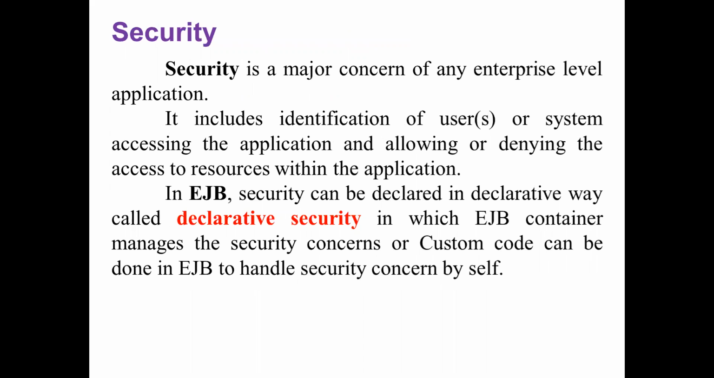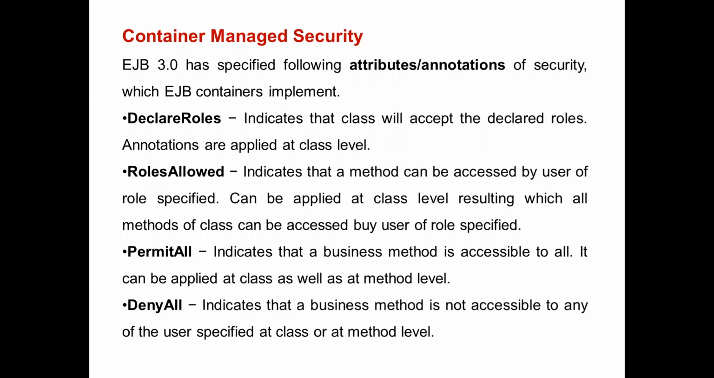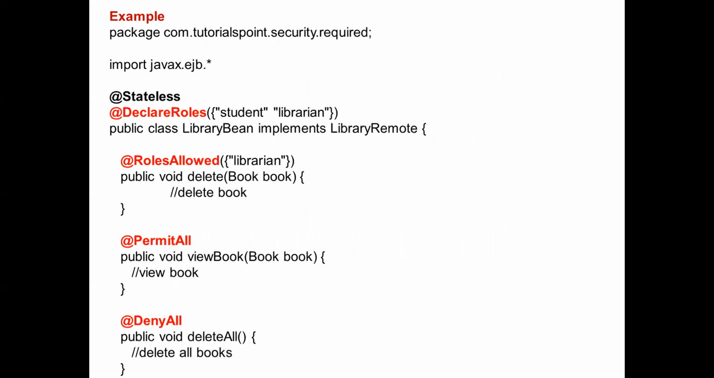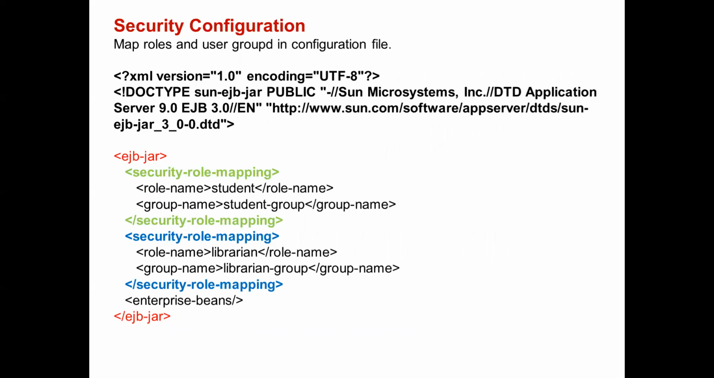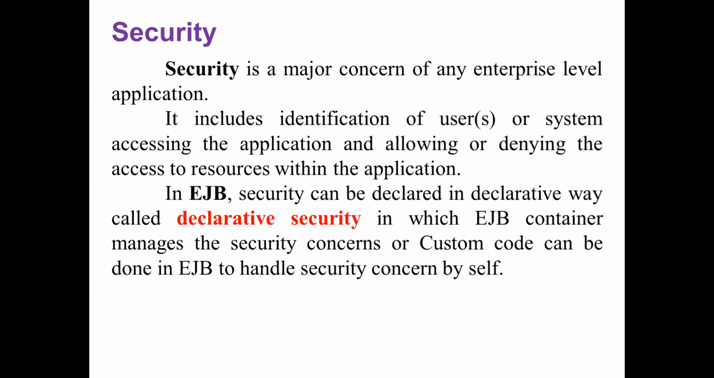Then we can go for security. We can look at some terms of security, such as container managed security, with an example and the configuration to set the security configuration for the backend on the server side system. Then, what is security? Security is nothing but authentication, authorization, or a firewall. Security in EJB is a major concern of any enterprise level application.